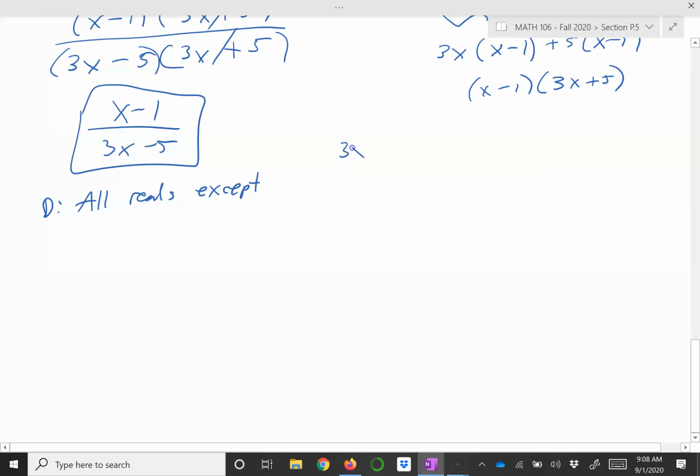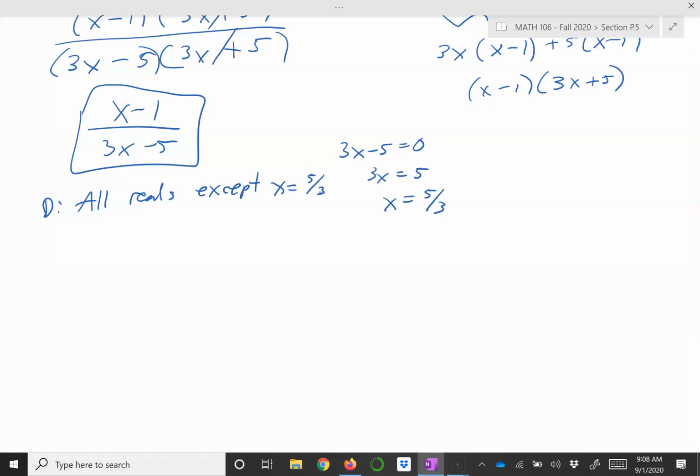So if you do 3x minus 5 equals 0 and then solve for x, you get 5/3. So you would say all reals except x equals 5/3. Unless you saw right away that if you plugged a 5/3 in there, you'd get 0. Right? So you could have a fraction as being the term that lets it be undefined.